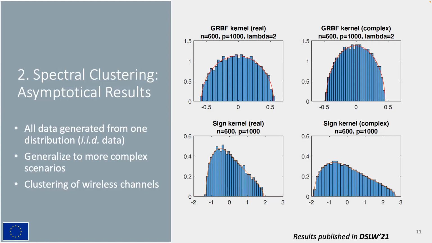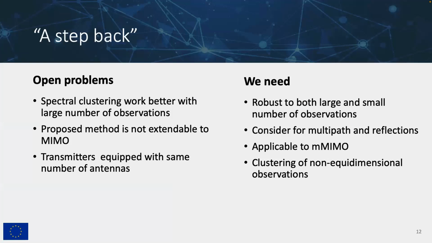So because it was only focused on MISO and we wanted to work on MIMO, so multiple users or users with multiple antennas, it's not really what we wanted. So we went a step back and revised the problem. What we had at the time is that the spectral clustering only works if you had a large number of observations. So if you had a large number of antennas, for instance, it's not really extendable for MIMO, meaning if you had one user with several antennas, it wouldn't be extendable. And again, the number of antennas in the user had to be the same, meaning one.